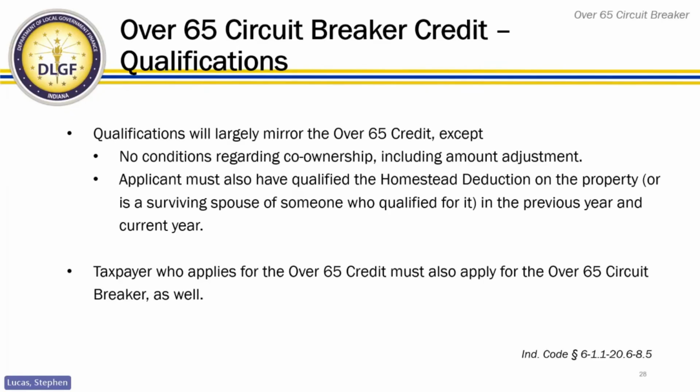Because of those differences, a taxpayer who is applying for these benefits must indicate on the application form which benefit they're applying for. It's one application, and you'll see at the top that there are check boxes that folks can indicate I'm applying for one or the other or both. They can apply for both if they qualify for both.